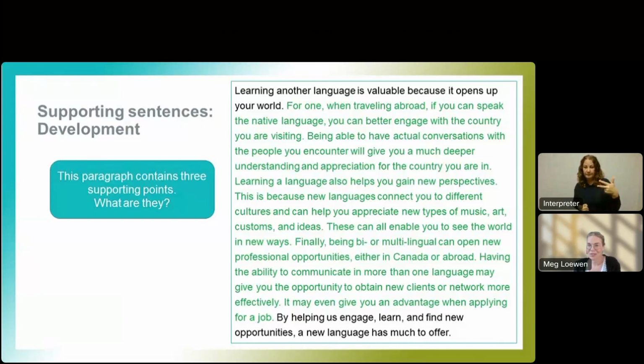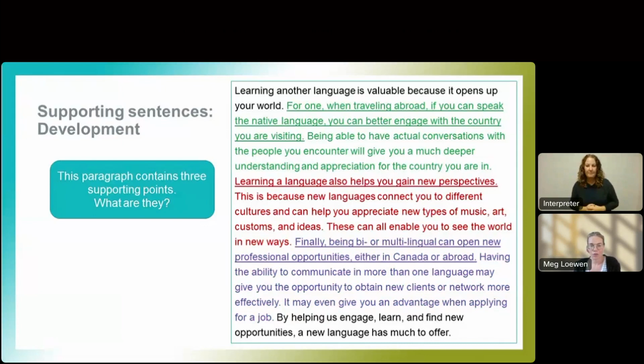There are some clues in the language that can help you identify them. So here they are. I've highlighted them in different colors: green, red, and purple. So our first supporting point in green: when traveling abroad, if you can speak the native language, you can better engage with the country you are visiting.